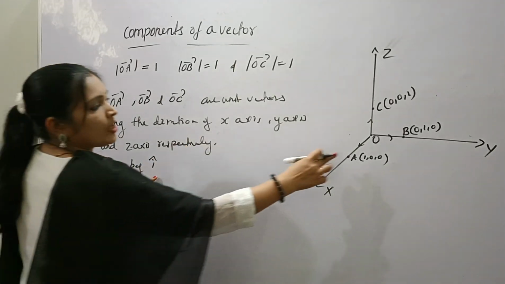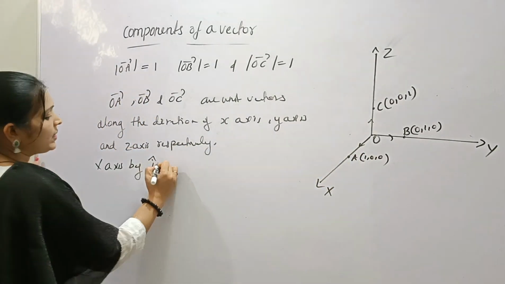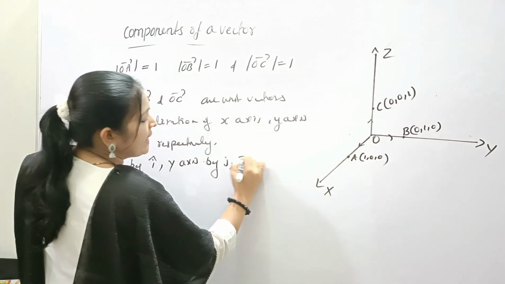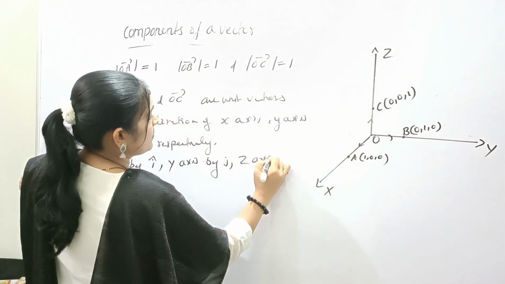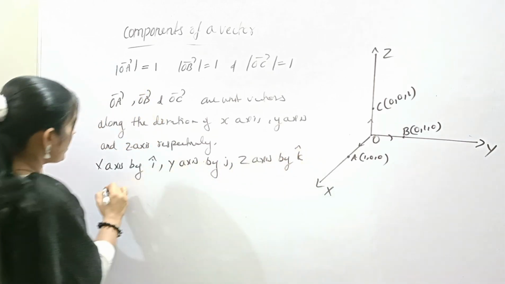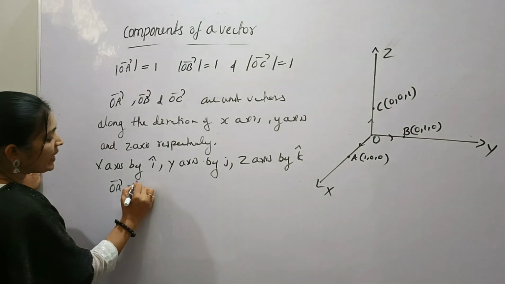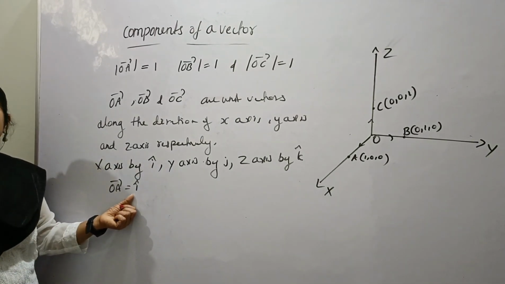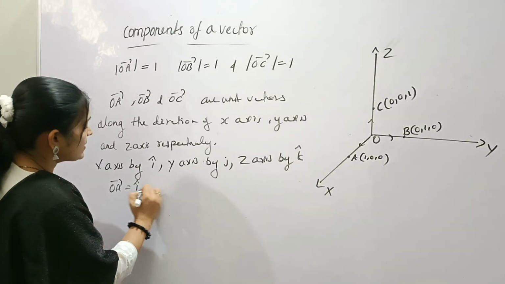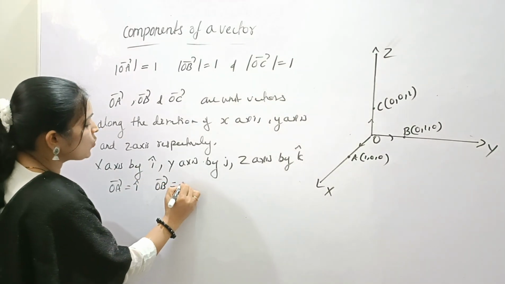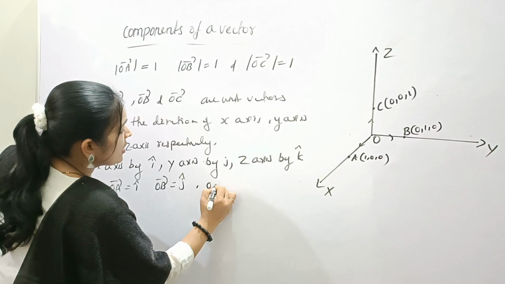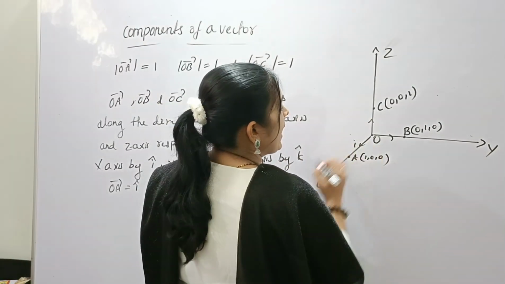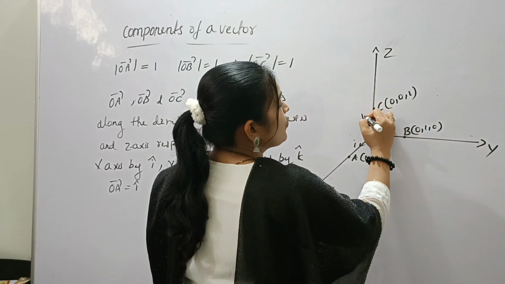Let's denote these unit vectors: x-axis by i, that is vector OA is equal to i, y-axis by j and z-axis by k. That is, vector OA is equal to i cap. Since these are unit vectors, we denote them with a cap. Vector OB is equal to j cap and vector OC is equal to k cap.